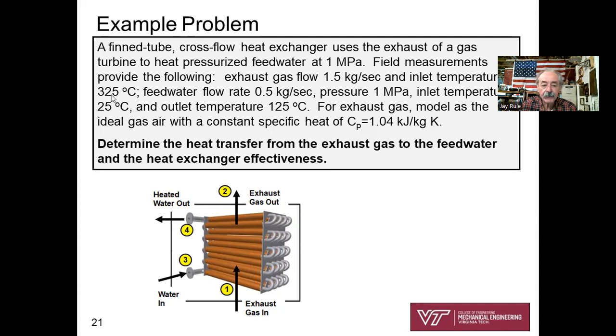Inlet temperature, 325 degrees C. That's hot. Now, we've also measured the feed water flow rate, 1/2 kilogram per second at a pressure of 1 MPa, an inlet temperature of 25 degrees C, and we're heating that feed water up to 125 degrees C. So we're getting a 100 degrees C temperature increase. For the exhaust gas, we're going to model it as the ideal gas air with a constant specific heat of Cp equals 1.04 kilojoules per kilogram degree K.